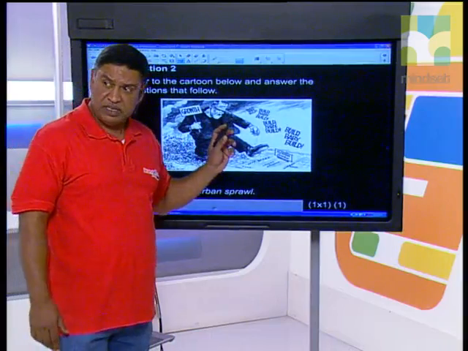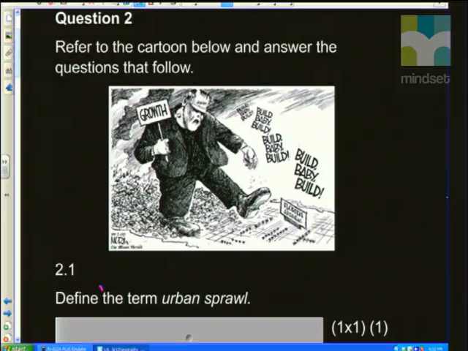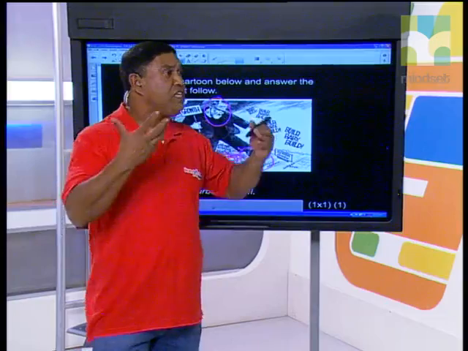Let's look at the cartoon that we have here, because you will get cartoons also. You see Frankenstein? He's walking through and he's saying, build, baby, build. I'm sure there must be some hip-hop song on that. So build, baby, build. And what do you notice? There's farmlands here being crushed and the city is just developing. What concept is that? Urban sprawl. So your cartoons lead you to what the examiner actually wants.